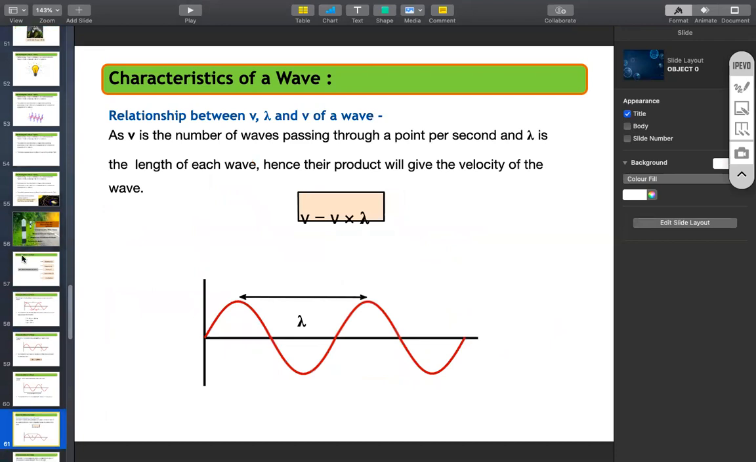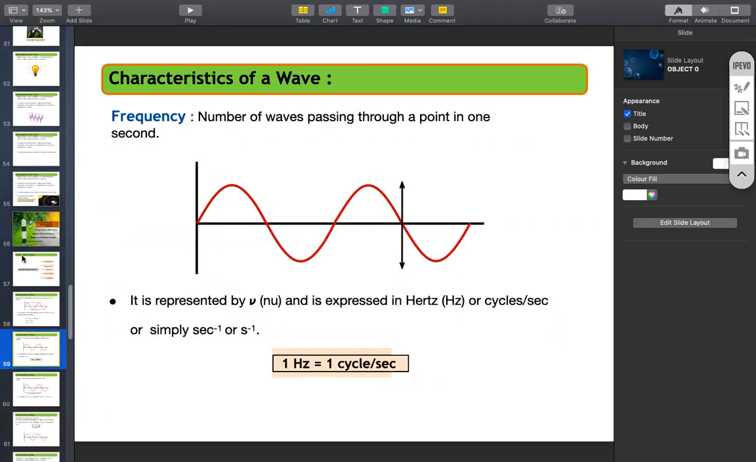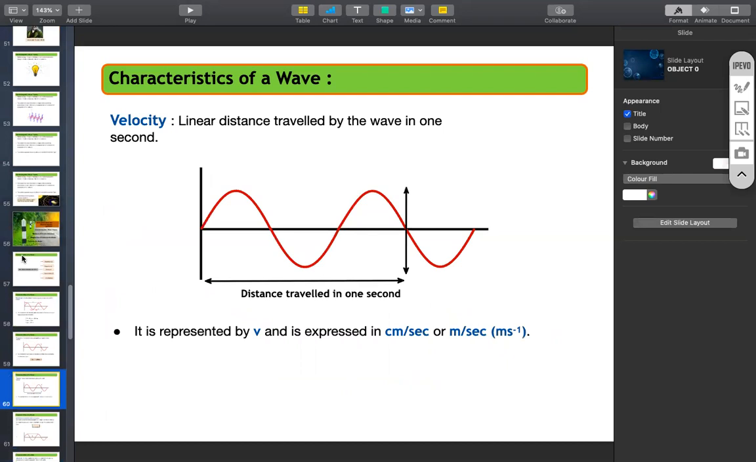Next is the relationship between... Okay, after frequency there is the velocity of wave. Velocity of wave means the distance traveled by wave in 1 second. That is the velocity of wave. How much distance will it travel in 1 second? Please write it fast. Can you establish a relationship between frequency, velocity, and lambda?